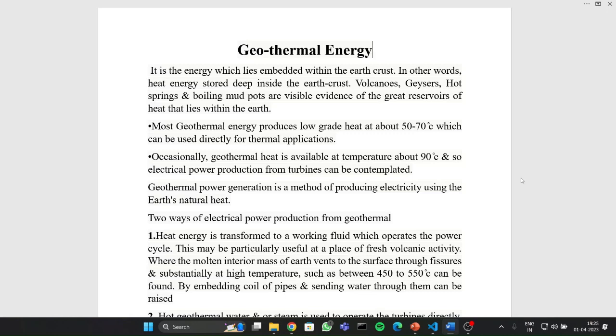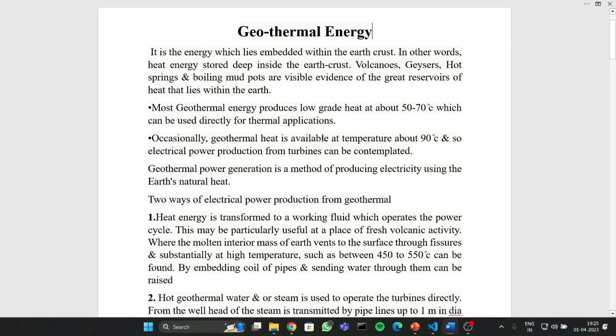In this video, we'll be talking about the topic geothermal energy. Geothermal energy is the energy that lies embedded within the Earth's crust, otherwise known as any heat energy that is stored deep inside the Earth's crust in the form of volcanoes, geysers, or hot springs and boiling mud pots that are visible evidence of the great reservoirs.